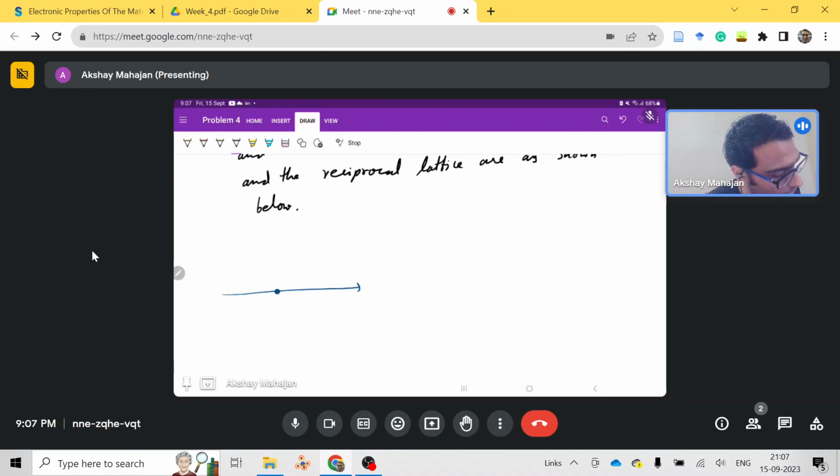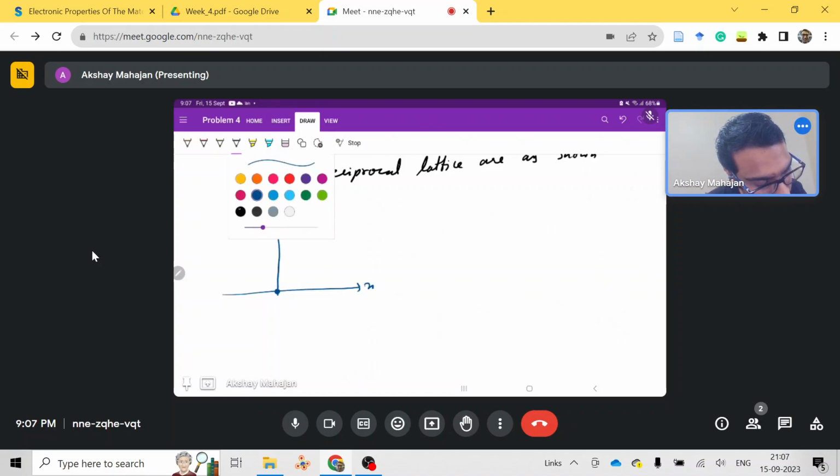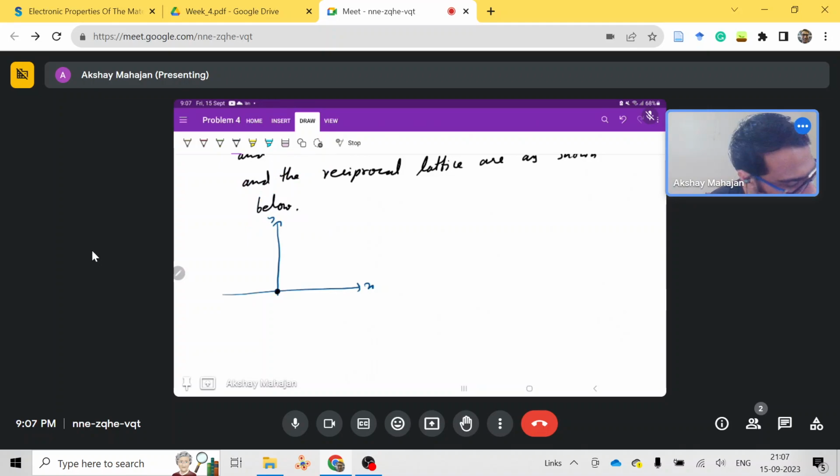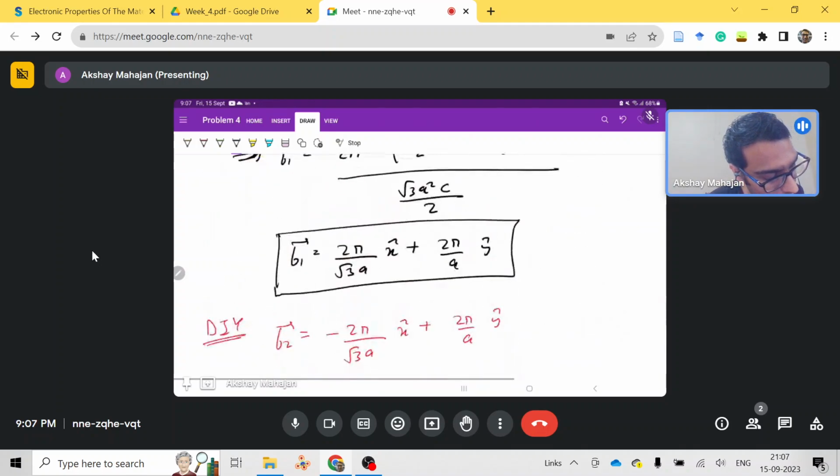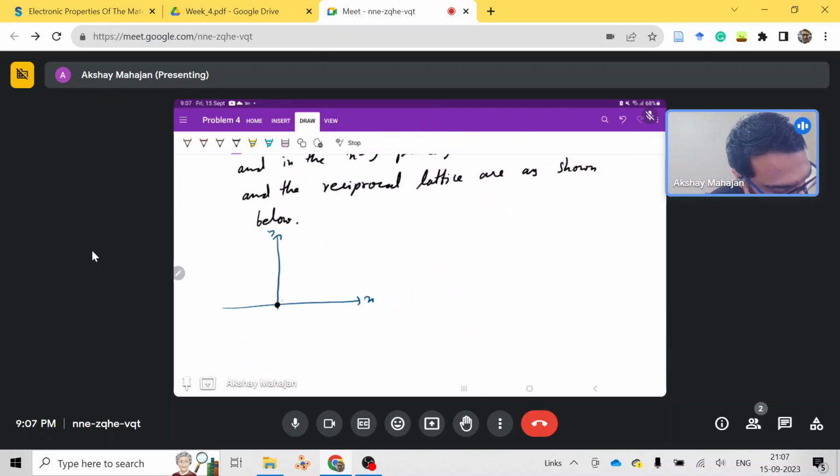Okay, so if you have an O point and you make A1 and A2 along the x and y direction, so this is your x and y, then if you start with this O point, with the A1 and A2 vectors that we have, I will have one point here because of this A1 vector, and I will have another point here, and another point here, and another point here. So this will be the xy plane of our lattice. So this you can check.